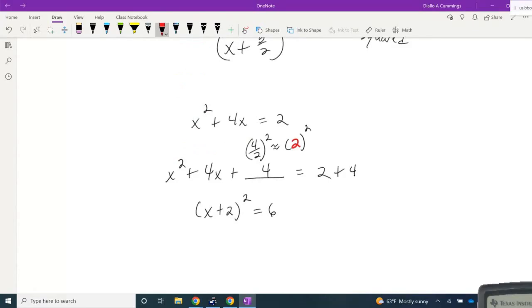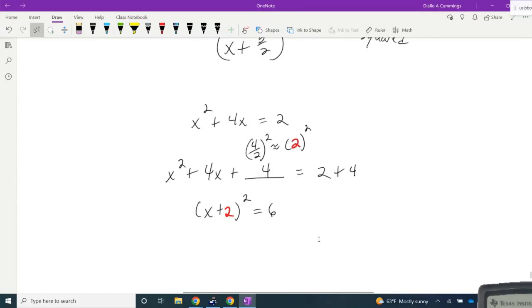Comes from half of the coefficient of the middle term. Right? So the magic number in order to complete the square is half of that middle term. So if you were to take x plus 2 quantity squared, and multiply x plus 2 times x plus 2, you're going to get x squared plus 4x plus 4.